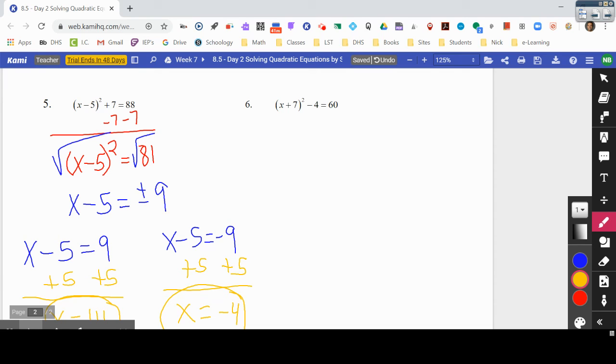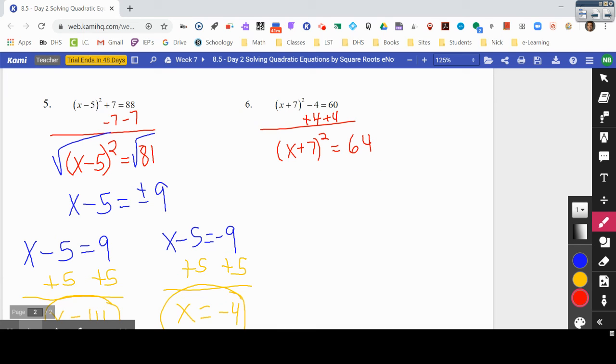All right, so let's see what we did here for number 6, right? So 5 and 6 are very similar. We have x plus 7 squared minus 4 is equal to 60. So the first thing you've got to do is get rid of this minus 4, right? Because I have to isolate this x plus 7 squared term. So I'm going to use inverse operations to isolate this x plus 7 squared, and I do that by adding 4 to both sides, and 60 plus 4 gives me 64.